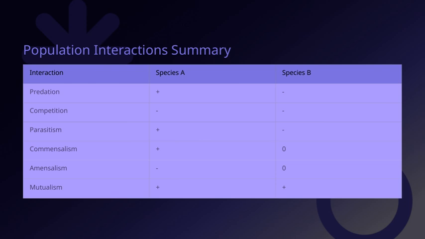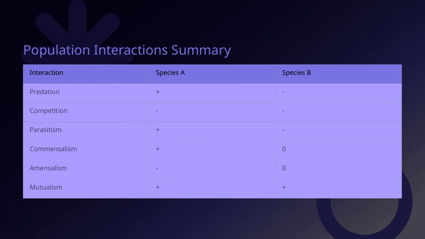Moving on to commensalism, we see that species A benefits, but species B isn't affected at all, represented by the 0. This shows how one species can gain without harming or helping the other. In amensalism, the opposite occurs. Species A is unaffected, but species B is harmed, again with a negative impact on one side and no effect on the other. Finally, mutualism benefits both species, so both have a plus sign. This is an ideal scenario where both populations thrive because of their interaction.